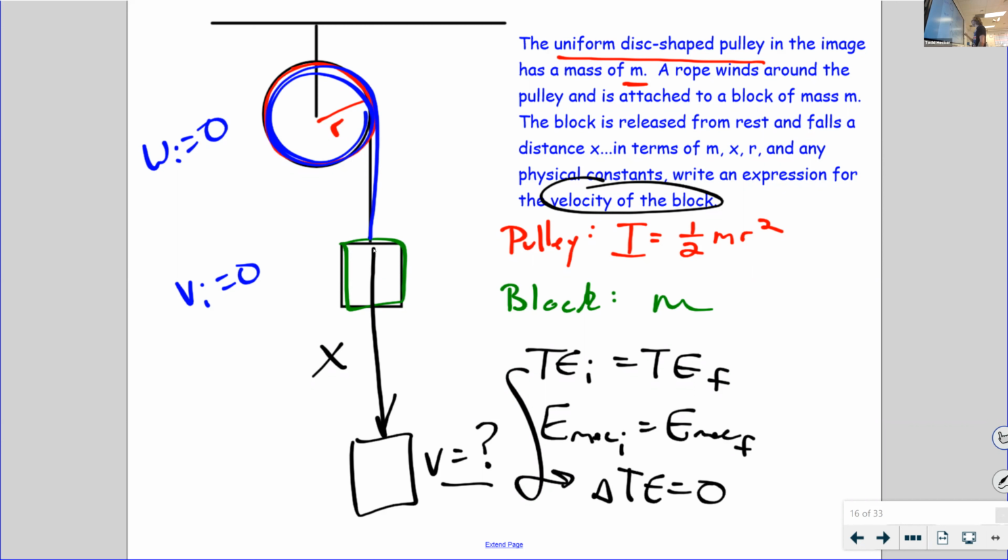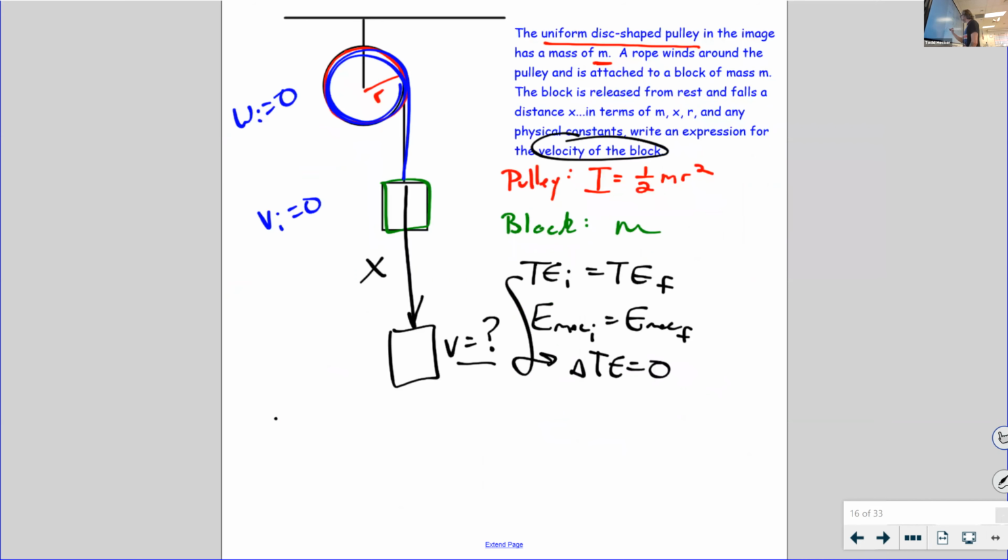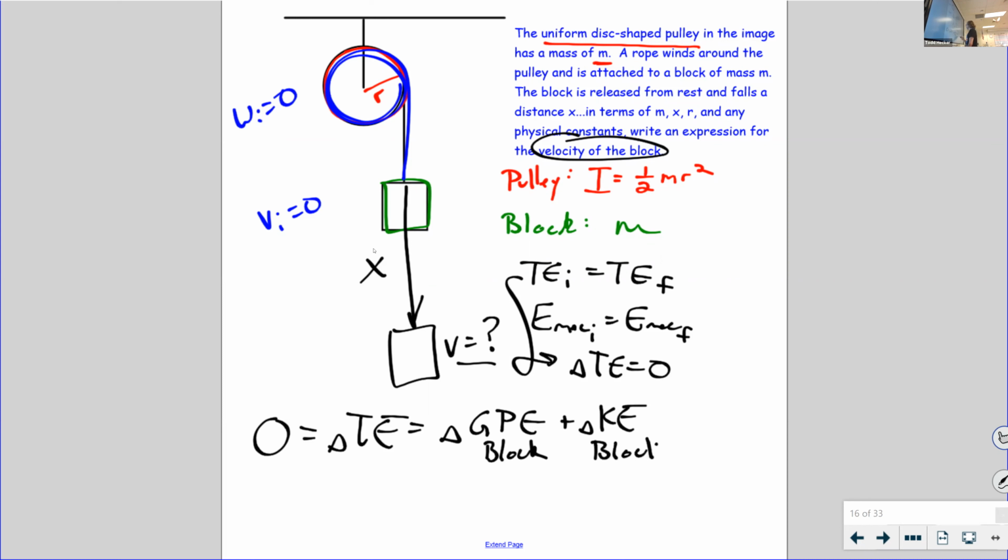In this problem, our total energy is not changing. That means the change in total energy is 0. Well, what do we mean by the change in total energy? That's the change in GPE, right? Because the block is going to move down, so there's a change in GPE for the block. There's a change in kinetic energy because as the block moves, it speeds up. But there's also a change in rotational kinetic energy for the pulley. All of these changes have to add up to 0. That's the whole premise behind this problem.